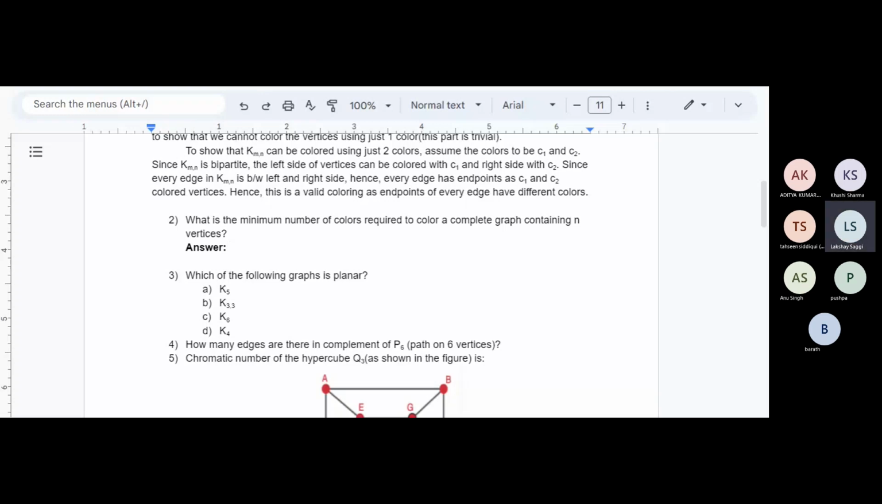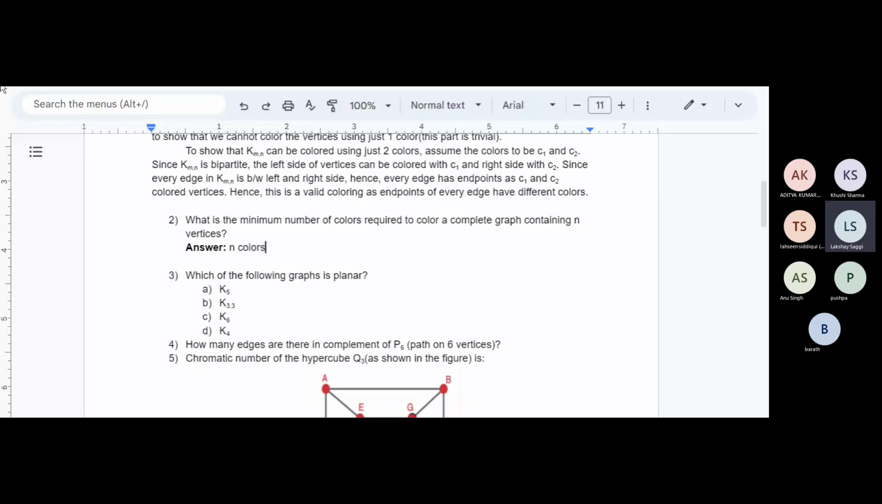Guys, can anyone type in chat? What do you think will be the chromatic number in the case of K_n? What will be the minimum number of colors required to color a complete graph containing n vertices? Okay. Aditya is writing n. Khushi is writing 5. Okay. And yes, Khushi has changed her answer to n, and that's the correct answer. So we'll be needing n colors here.